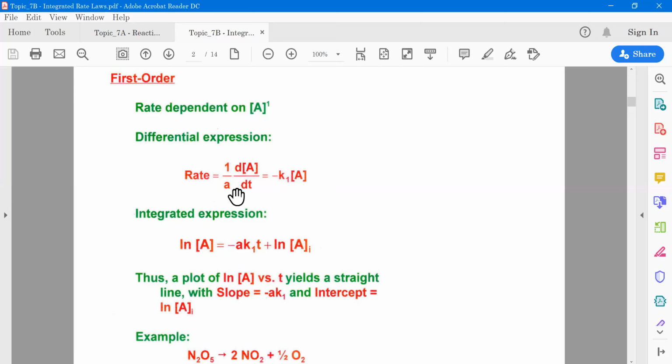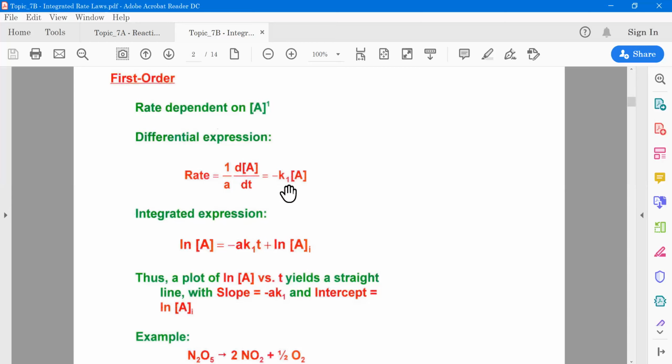So here's the differential expression for a first order reaction. The rate, again, is 1 over A times the time derivative of the concentration of A. In other words, the differential rate of change of the concentration of A with time, and that's equal to minus k1 times A. Now this minus sign could be either on the left or on the right. It makes no difference. But it's a minus sign because the concentration is going down with time.